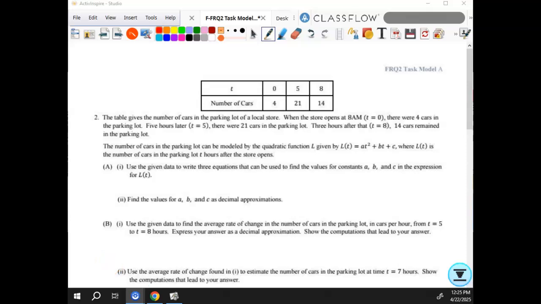Alrighty, so we're going to start on the side that has the little table, and it says FRQ2 task model A up at the top. This is going on page F in your ISN. Remember, we're going for the review from the back.